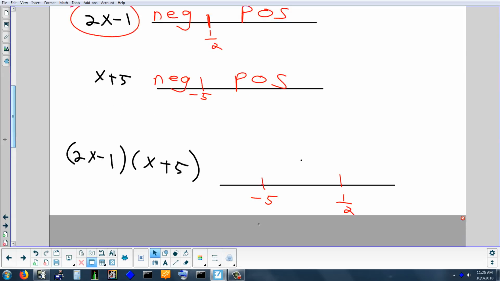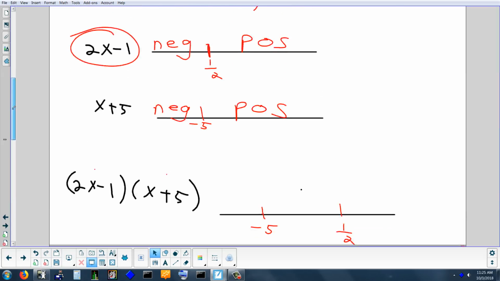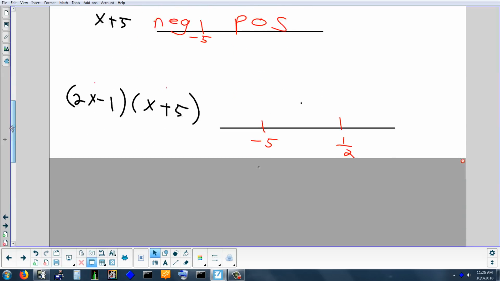So let's check the first section. That's numbers that are less than -5. We have to check it in each one. So I'm going to go back up to my number line. If I look at my top number line, if I'm in the section that's less than -5, is that the negative or the positive section? Negative. I didn't mark -5, but it would probably be around there. So less than -5 is a negative.